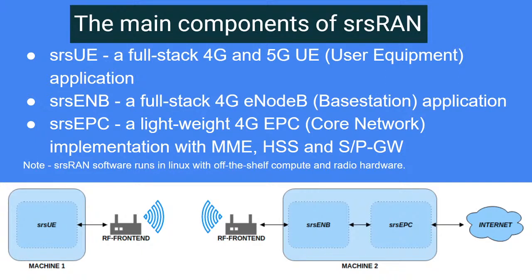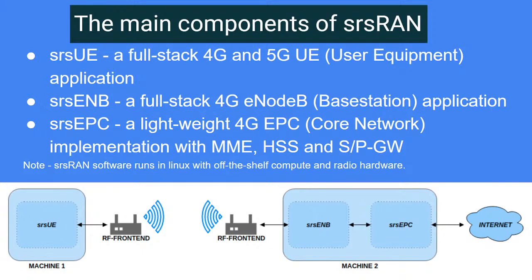And there is the SRS evolved packet core. EPC is the evolved packet core, which is like the data center, the server, the network core, which provides the services. And this will be responsible for implementing MME, HSS, and SPGW. MME, Mobility Management Entity, is responsible for managing the mobility of the devices in your network. The HSS is the Home Subscriber System, which includes and registers the information of each user equipment, each mobile. And the SPGW is kind of a router which is responsible for routing the traffic in your network.